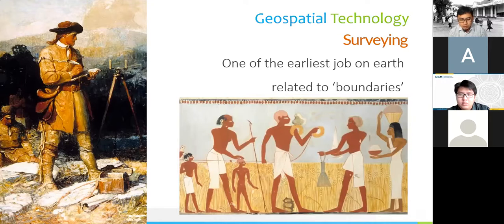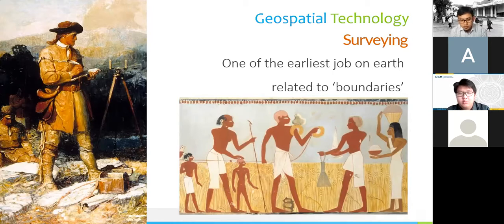And to have this profession is to ensure that what they measure actually depicts or represents the real world. So for example, George Washington here, one of his earliest jobs as a surveyor was to measure the train. Pak Andi, please correct me if I'm wrong. To measure the route for a train crossing the United States. And this is a kind of job that cannot have an error. So geospatial technology is always related to accuracy, how we provide a real representation of the real world while preserving the accuracy and other properties related to this real world that we model.